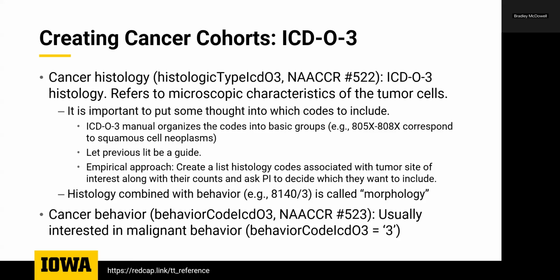And then, so I've talked about two aspects of ICD-O-3. There's also something else called cancer behavior, which has its own ICD-O-3 code as well. Generally, you're going to be concerned about malignant cancer. And so usually you select those with that particular variable equal to 3, which indicates malignancy. But for other situations, you might be interested in including in situ, for example. And so you can do that if you want. But most of the time, you're selecting for malignant cancers.